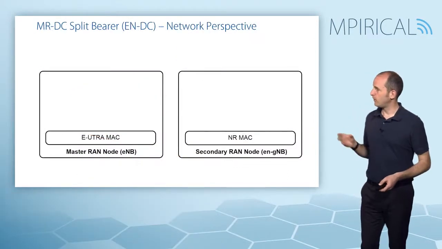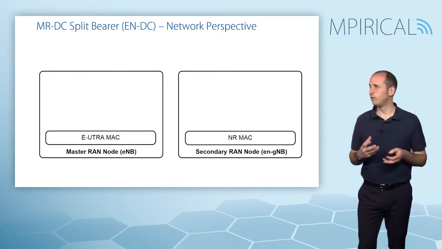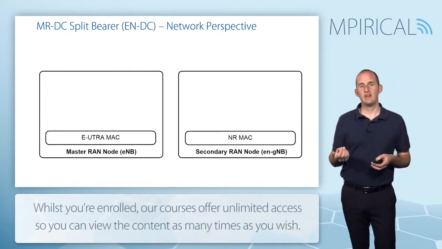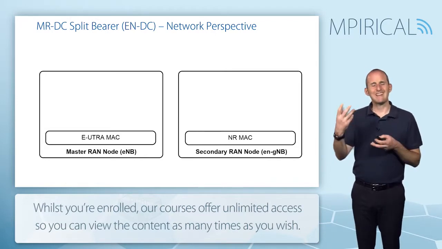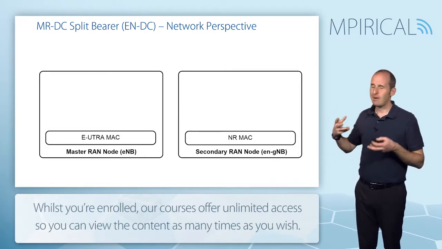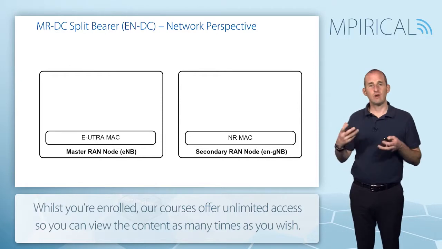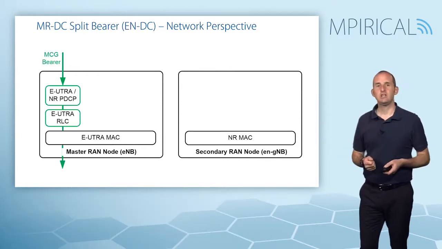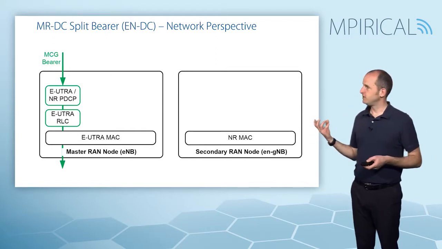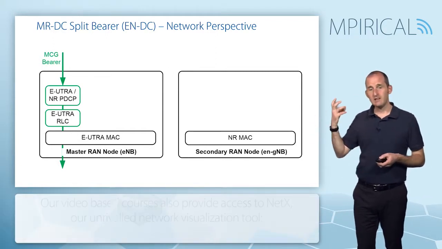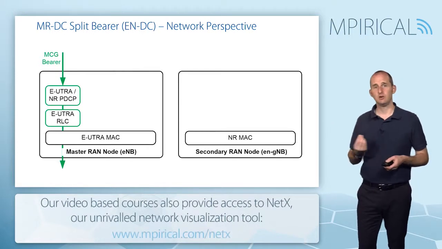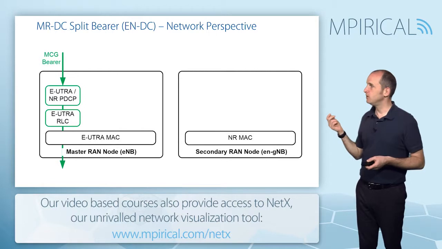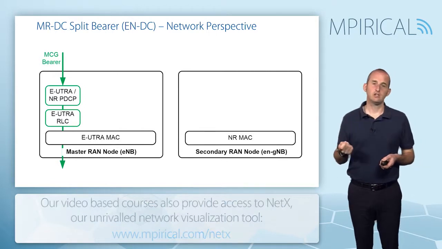Now just to recap on the protocol stacks involved, this is what we see from the network perspective, and what we're considering here is, well, this traffic that we're sending down to the device, what does it pass through in terms of the RAN node protocol stacks? So let's just consider our MCG bearer. If it's an MCG bearer, that data is coming into our master eNodeB and it's arriving at initially what will be E-UTRA packet data convergence protocol.